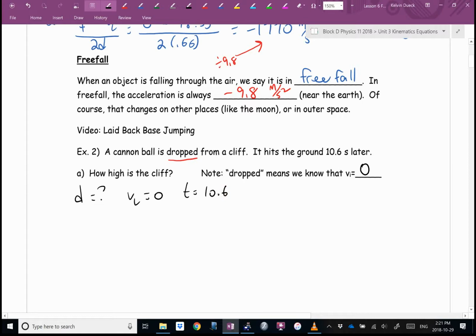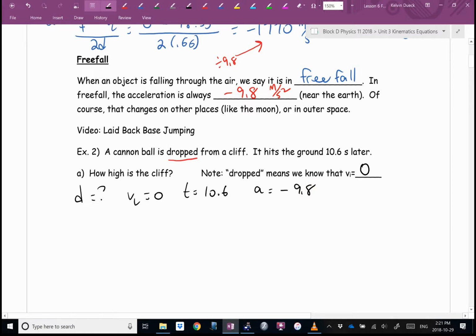What else do I know? The fact that we're in free fall, I know this. I won't tell you. I'll expect you to realize, if we're in free fall, what's the acceleration of any object in free fall? I have to be fussy. I want to show downwards acceleration. What else do we know?